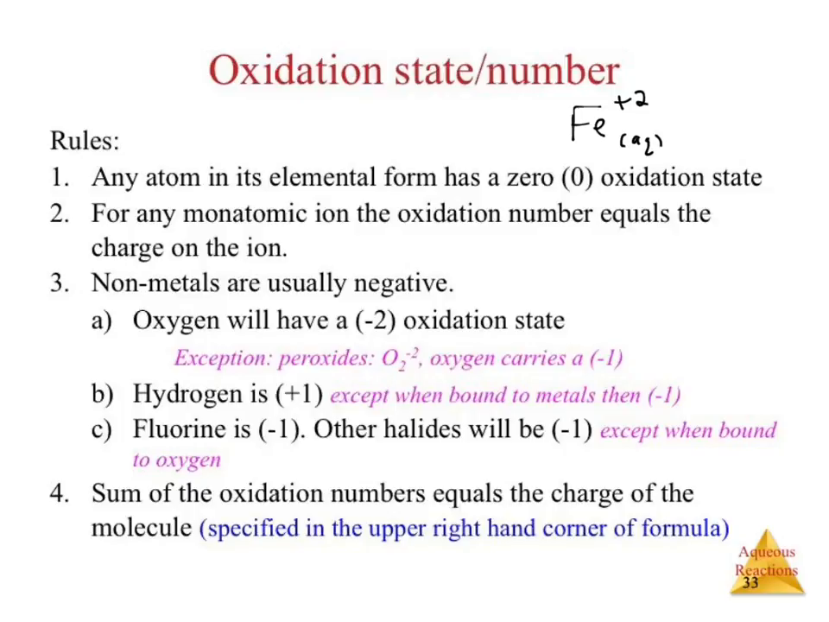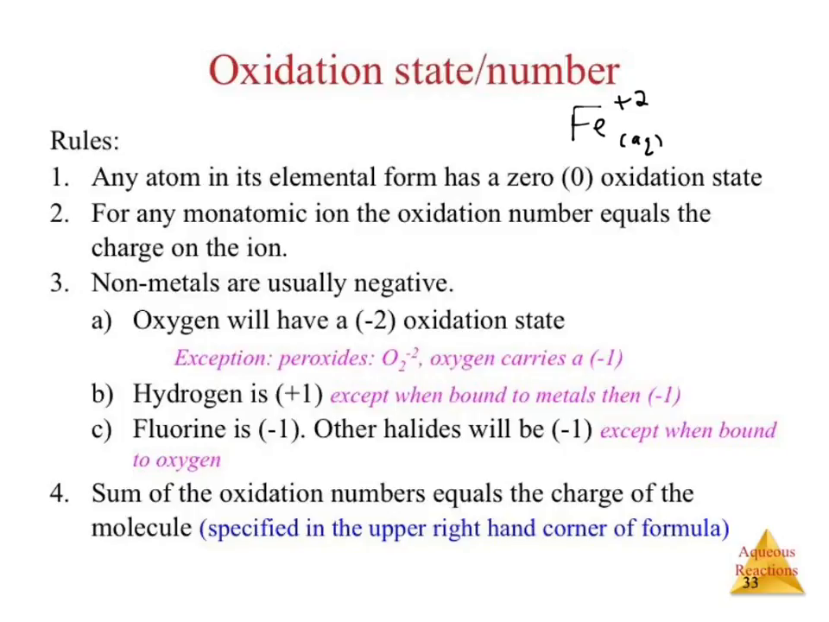You do encounter some exceptions. I don't know how important those are for you. Hydrogen almost always carries a +1 charge, oxidation number. Its exception is when it's bound to a metal. Why? What charge do your metals typically carry? A positive. So if we put hydrogen next to a metal, the metal gives up its electrons, hydrogen accepts it, and it can become negative. Fluorine is a -1 charge.